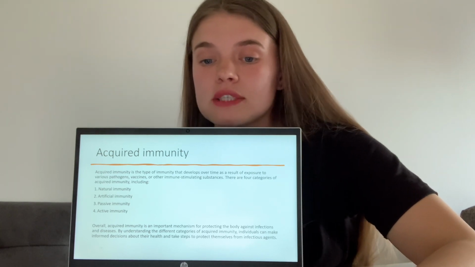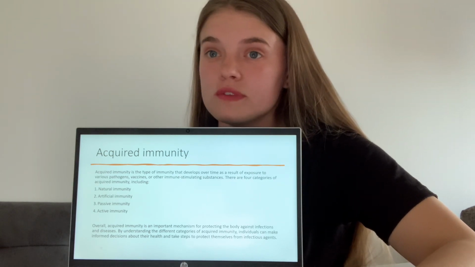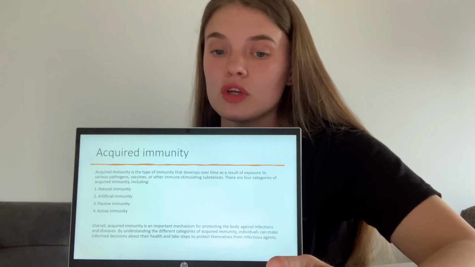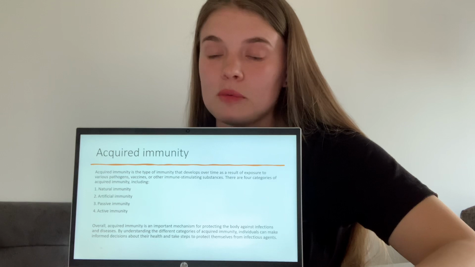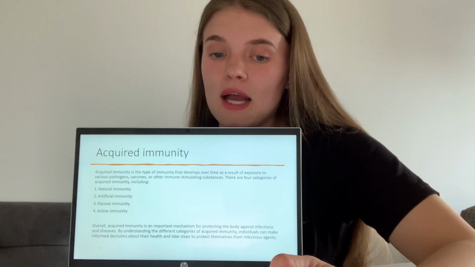Passive immunity. This type of immunity is acquired through the transfer of antibodies from one individual to another. For example, a baby can acquire passive immunity from its mother through breast milk, which contains antibodies that protect the baby from infections.